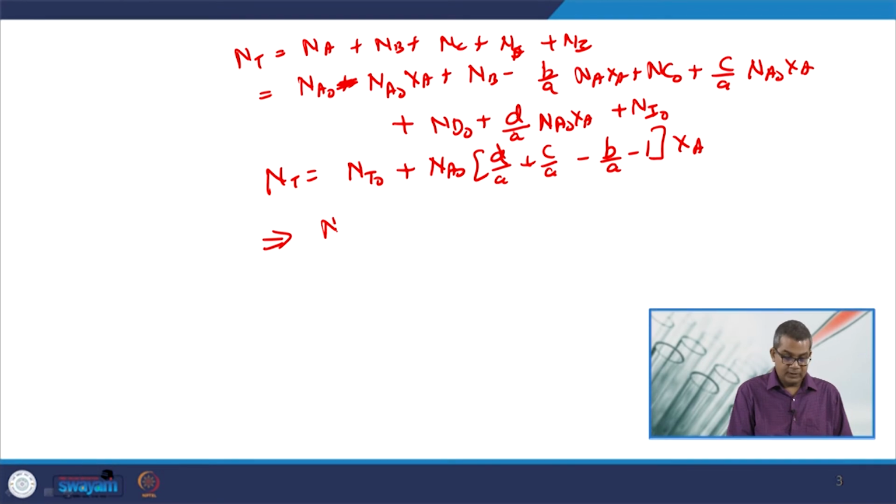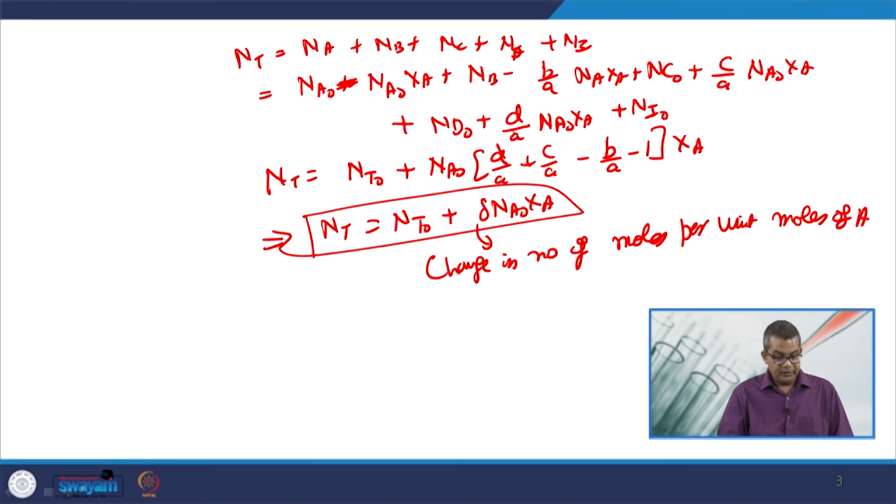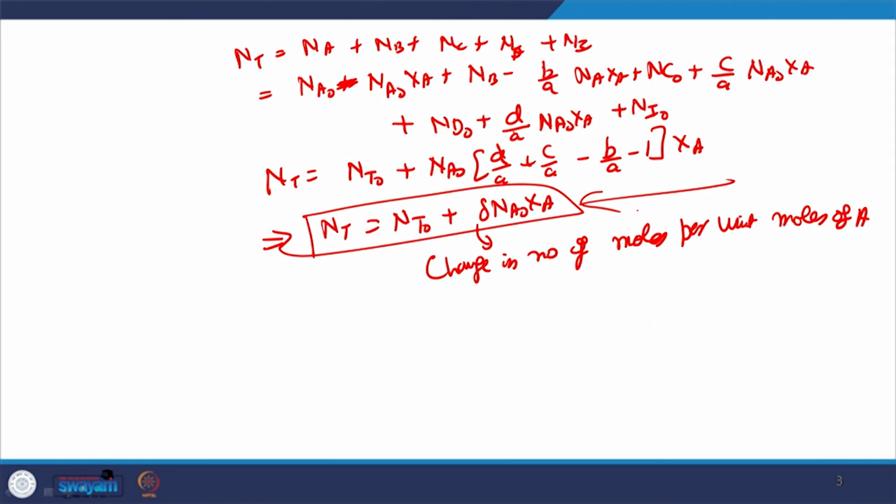Now, Nt is equal to Nt naught plus, let us say that this is a change, delta, Na naught Xa. Now, this reflects the change in number of moles per unit moles of A. So, this particular equation is again a very crucial equation related to the conversion aspect, and it is a very useful equation. Let us have a brief look at the constant volume reaction system.